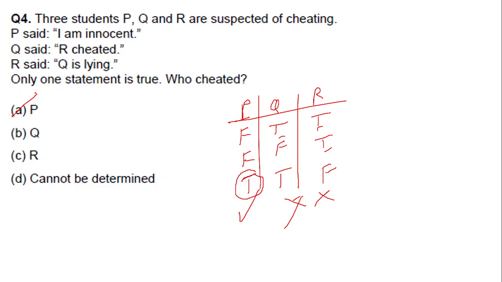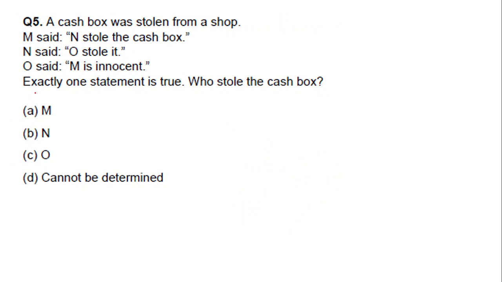Let's go to the last question in the video. A cash box was stolen from a shop. M, N, O we have. We'll go step by step. First, we're assuming M is the thief. If M is the thief, what does M say? N stole the cash box. It's telling about N, so this is false because our assumption is M is the thief. N said O stole it. Even this is false. O said M is innocent. This is also false because M is the guilty.